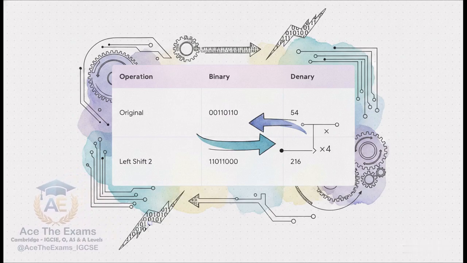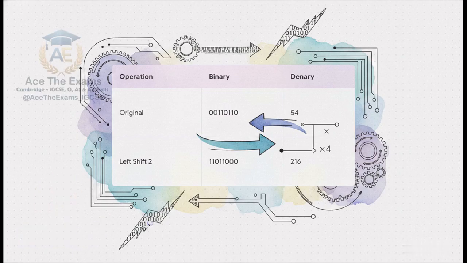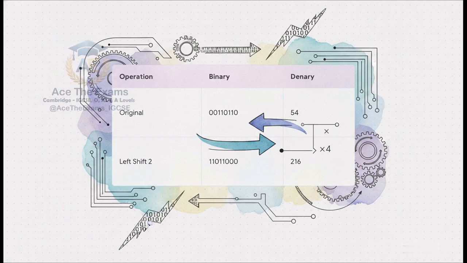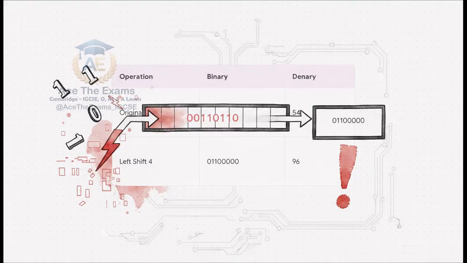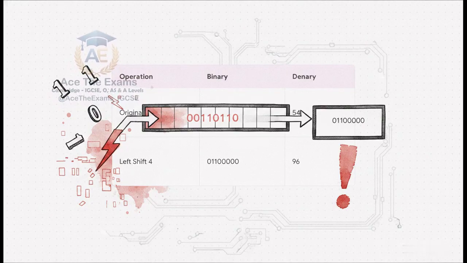Think of it this way. Shifting left is literally the exact same thing as multiplying by factors of 2. So, 2 shifts to the left equals multiplying by 2 to the power of 2, which is 4. And 54 times 4 equals exactly 216. And this brilliantly illustrates the payoff to that big question I asked you a few minutes ago. What happens when we shift too far?